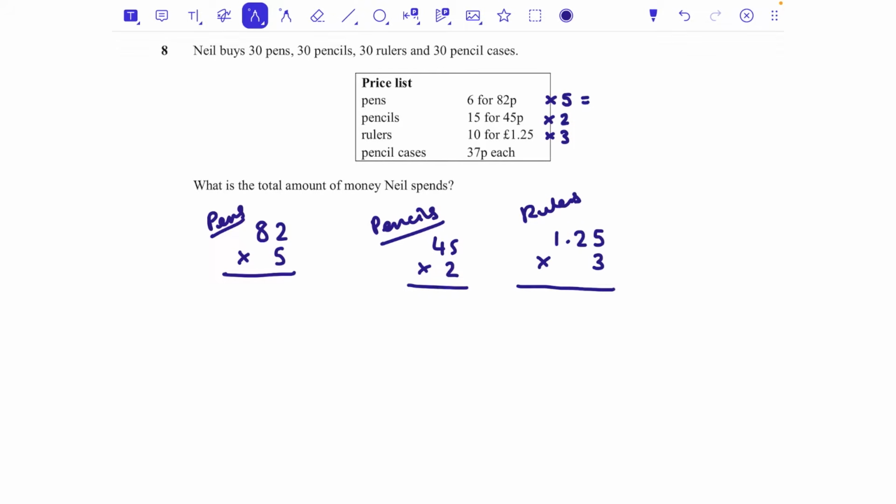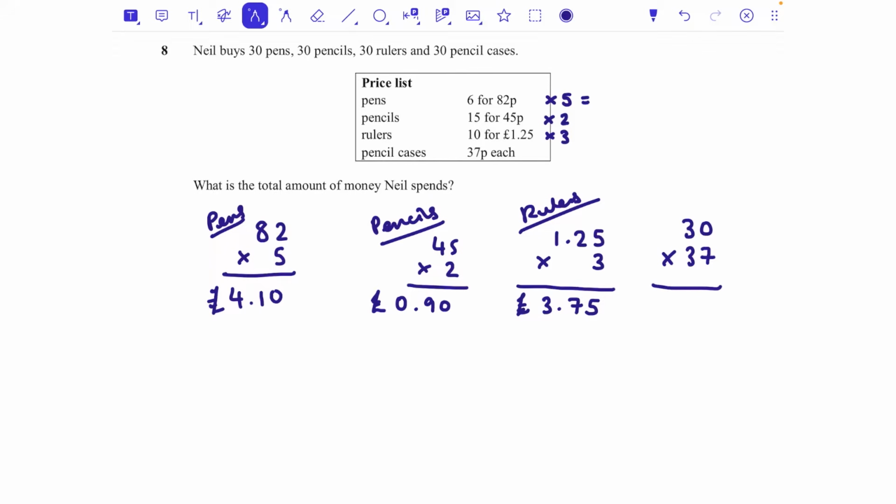And 30 pencil cases, we don't have a deal for that. We've just got to buy them individually. So we're going to do 30 times 37. Now, some of those answers are going to be in pennies and some are going to be pounds, so we just need to be careful of that. 82 times 5, that is 410, so that's £4.10. Let's put this all in pounds. Pencils, 45 times 2 is 90, so that's 90 pence. I'm going to put 0.90. £1.25 times 3, that is £3.75. That's in pounds, that's okay.